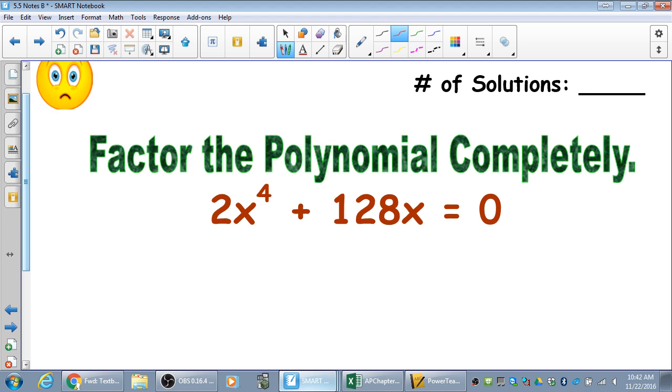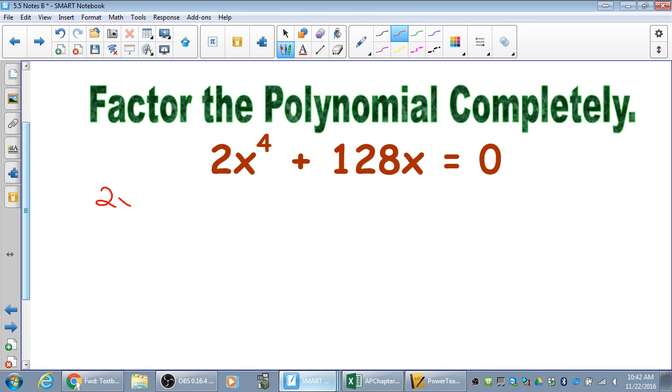Number of solutions, 4. Highest power is 4, so in the end, we better come up with 4 answers. This one, we can take a 2 and an x out for sure, 2x. That's going to be x to the third plus 64. This one's going to be quite a bit of work here because we're going to have to use the quadratic formula eventually. Well, now this is the sum of 2 cubes. This is x to the third plus 4 to the third. 64 is 4 to the third.